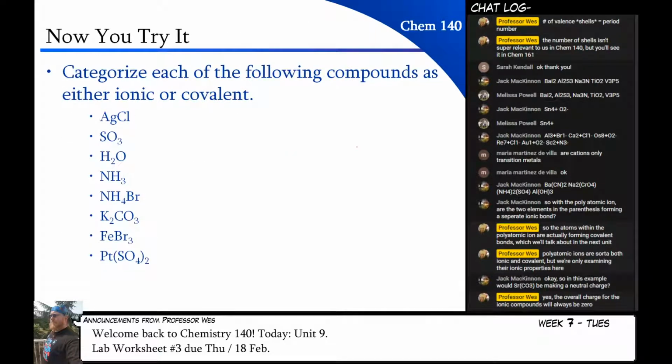So I have a slide here. I think this is the last slide. And what I want you to do is tell me ionic or covalent. So just go down the list, write all the ionic ones in the chat, and then hit a space or some other punctuation, and then write all the covalent ones. We'll go over the answers together in a second, and then I think that might be it for today. Yeah, that's all we're going to do. So see you in a bit.